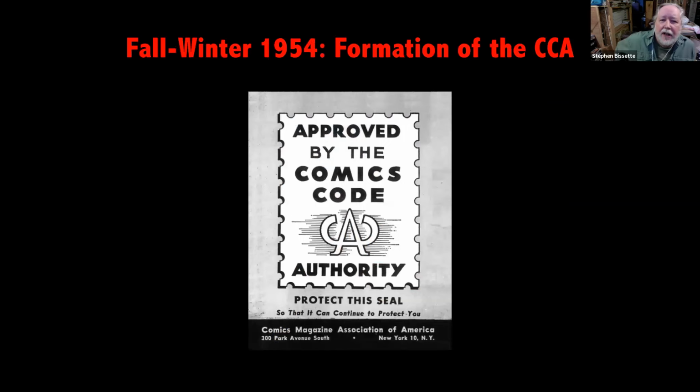In the fall and winter of 1954, the publishers were sufficiently freaked out by what had been happening, and particularly by the television broadcast in spring of '54 of some of those Senate subcommittee hearings involving the comic book industry, and they formed a self-regulatory body called the Comics Code Authority. It was launched at the end of '54, and this code seal of approval began to appear on comic books by the beginning of 1955.